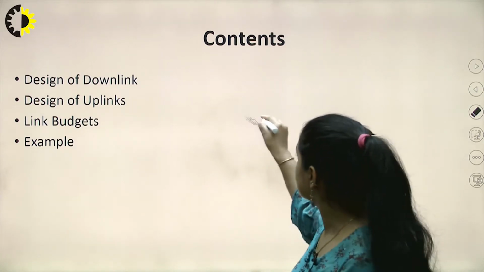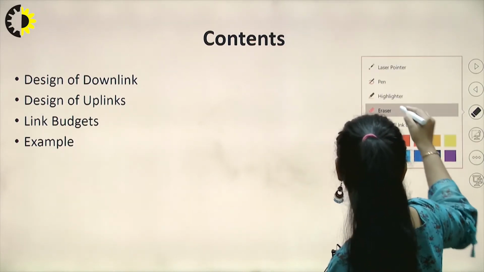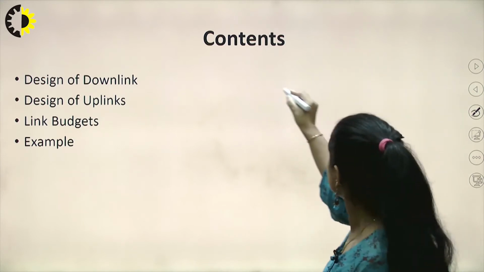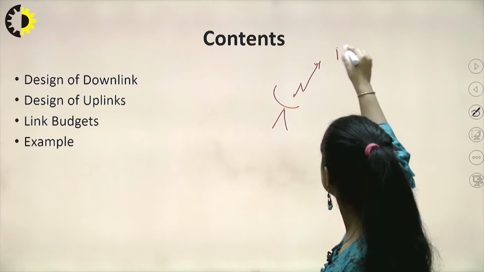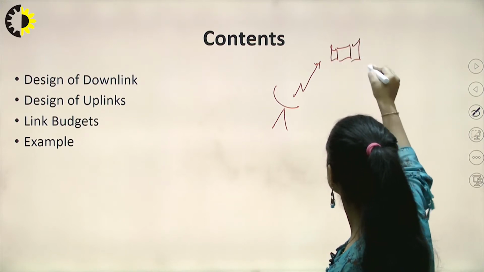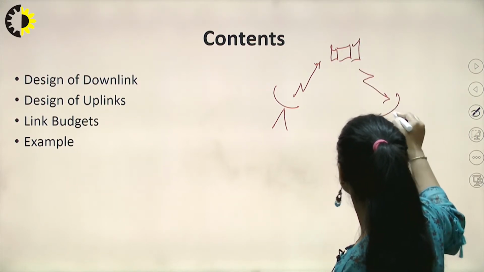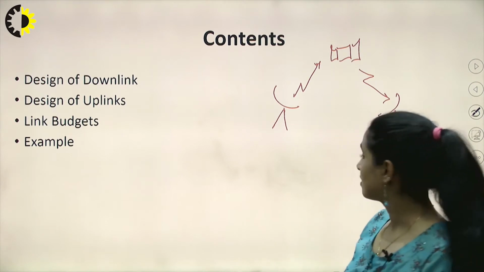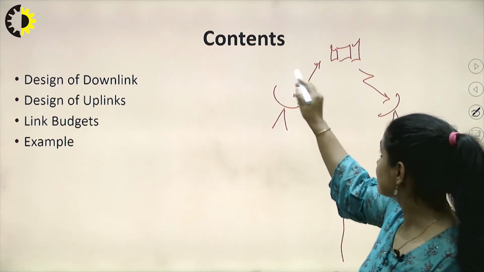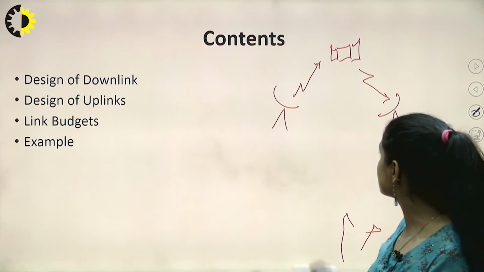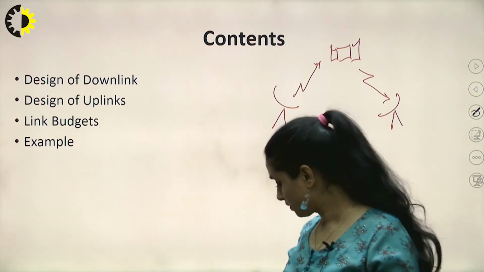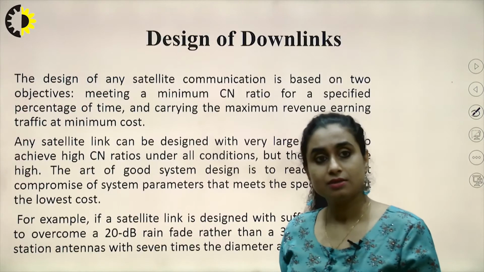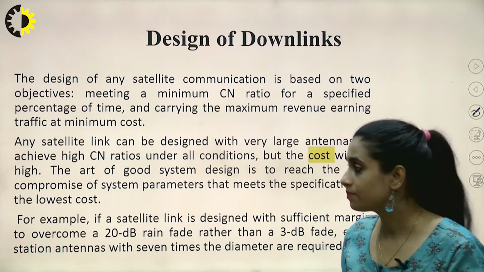If this is my transmitting earth station, here is my satellite located, and it is communicating to the receiving earth station. This link and this link have to be separately studied, right? So let's start with design of downlink.